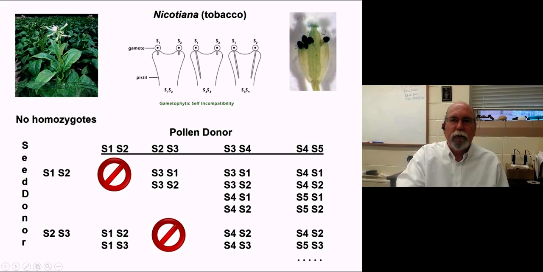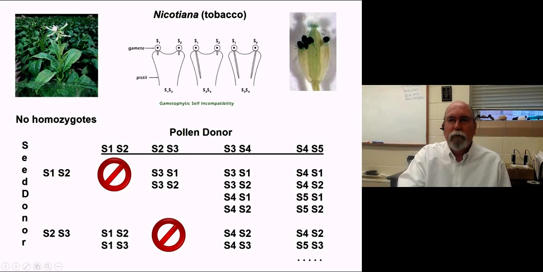If you try to put a pollen, it doesn't matter where the pollen comes from, the same plant or another that's got S1, and the genotype of the plant itself has got an S1 in it, then it's not going to form a full tube. You're not going to get a pollen tube and therefore not going to get fertilization.